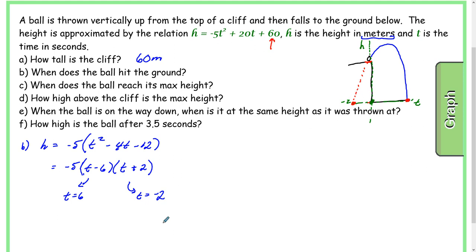It's not possible. Okay, so what we're going to do is write inadmissible, because you can't have a negative time, but you can have a positive 6. So when does the ball hit the ground? Well, it hits the ground at 6, and time is measured in seconds, which is right here, in seconds.